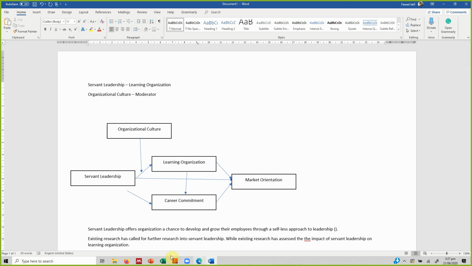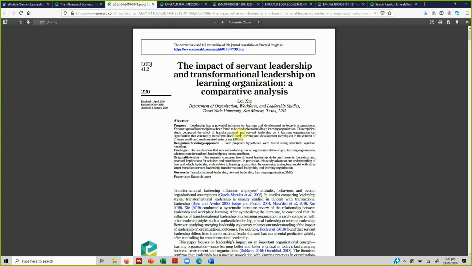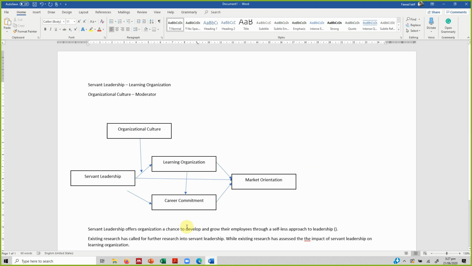Now I need to present the gap, one of the gaps. So where is my gap? Here it is, Z 2020. Z 2020 called for further research into the relationship between servant leadership and learning organization.